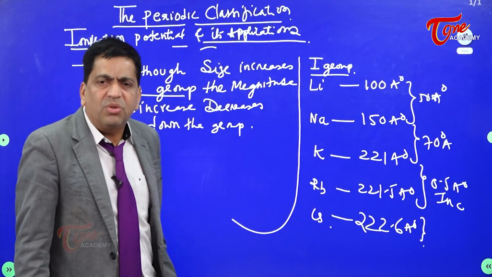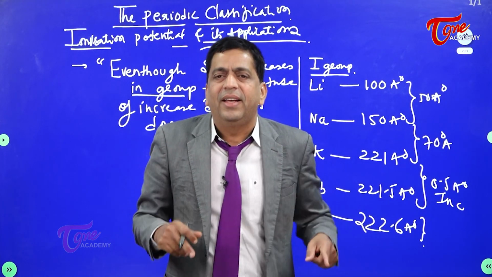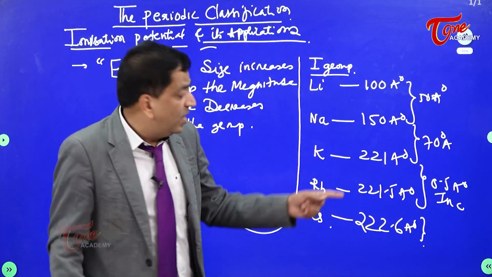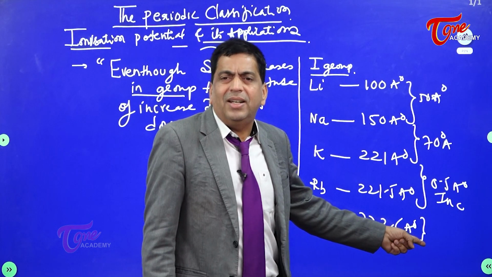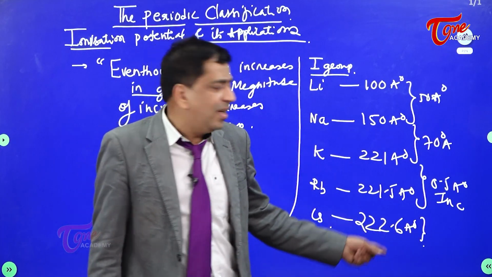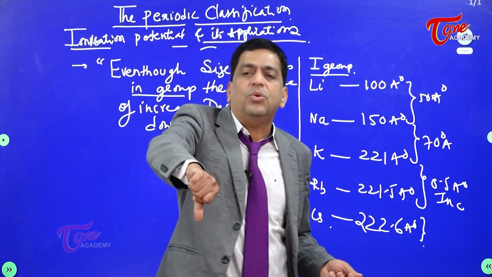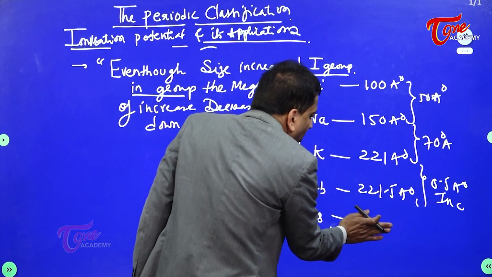Don't find much difference, somewhat like this. Those are arbitrary values. Don't look into the values, just look into the trend. This is increasing by 50, 70, 0.5, and then there is further increase. The size is increasing, but the magnitude of increase is decreasing. You must understand. And you can't put it this way, 226 point, right?